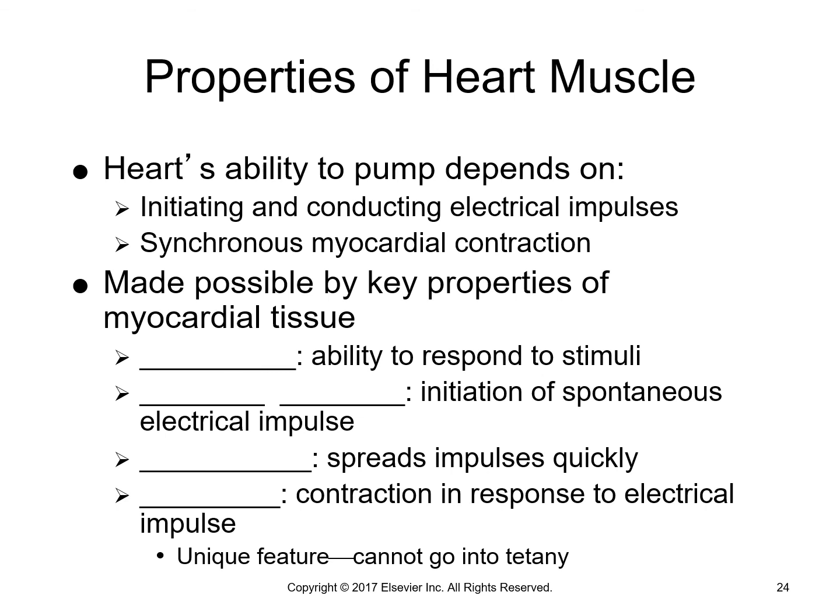One of the unique features of the myocardial tissue is that it cannot go into tetany, which means it cannot involuntarily contract or cramp up. So make sure you have all four, well, really five, fill in the blanks there. Your first one being excitability, your second one inherent rhythmicity or automaticity, conductivity, and then contractility.